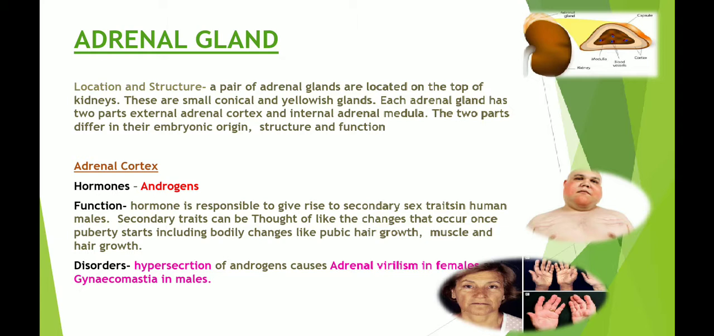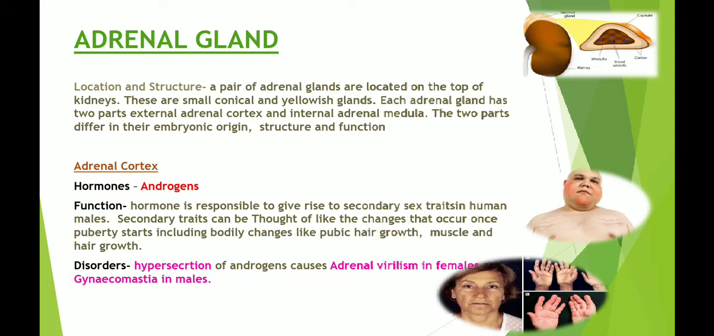Now talking about the adrenal cortex, the hormone released by this is known as androgen. Androgen is responsible for giving rise to secondary sex traits in human males, such as pubic hair growth, muscle mass increment, and hair growth.